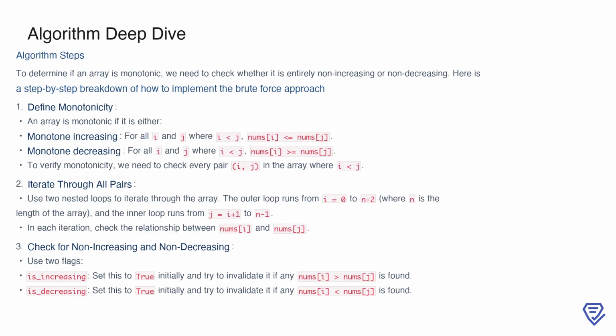to the later value. To check for monotonicity, we can use a brute force approach by iterating through all possible pairs of indices in the array and evaluating their relationships. Specifically, we use two nested loops.